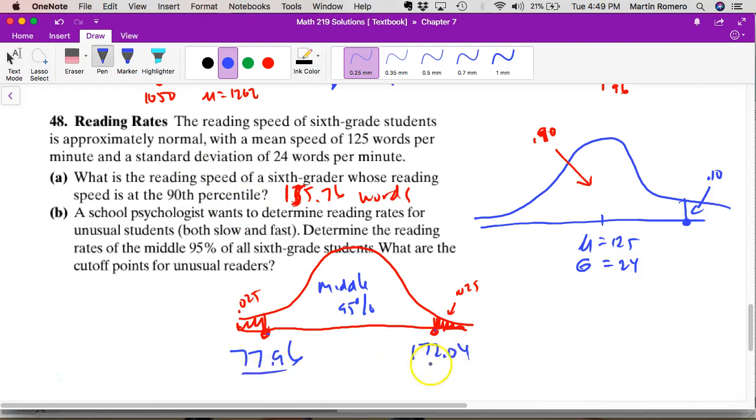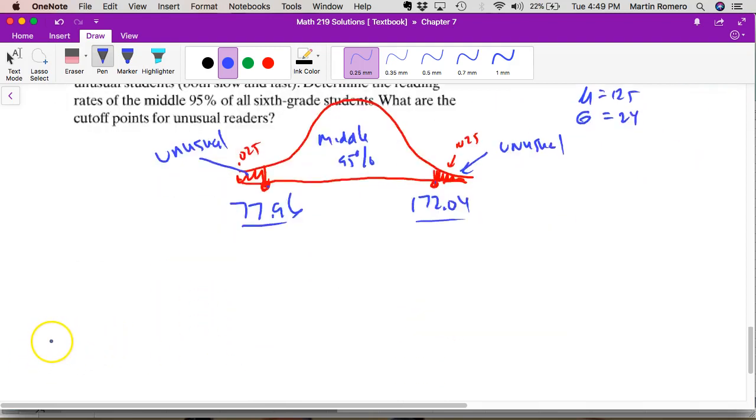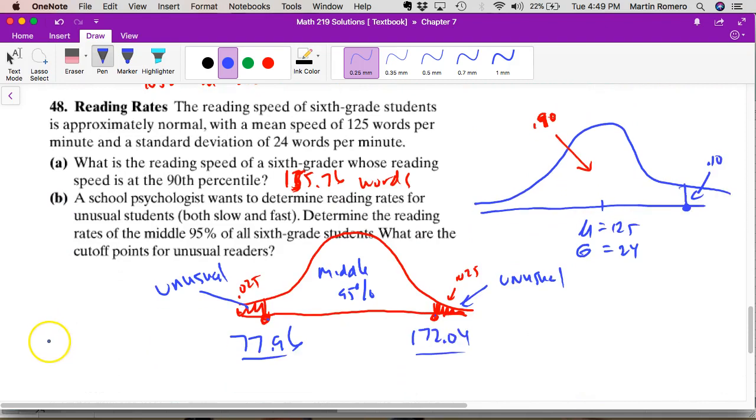So these would be the values. Anyone on this side is unusual, and then anyone on this side is unusual also. So those are the scores. Anything below 77.96 or above 172.04 is considered unusual. That's it. Long homework assignment, but very important problems to understand.